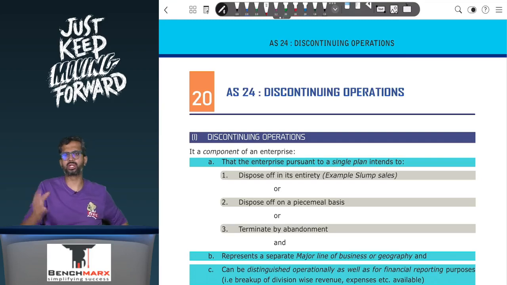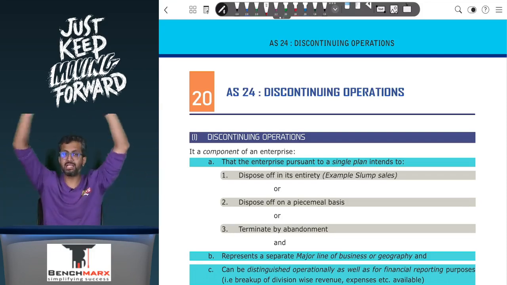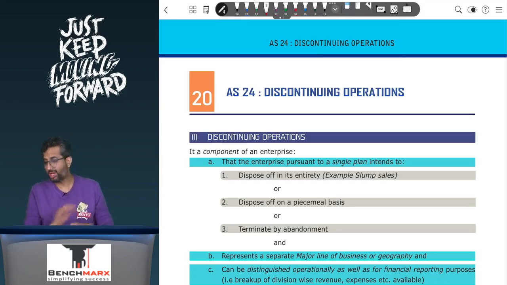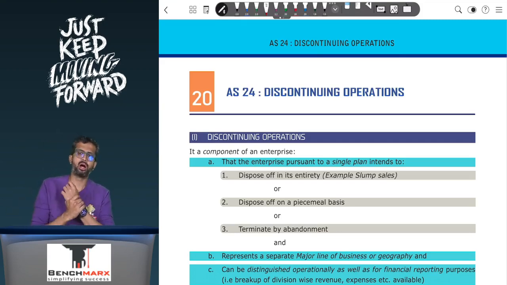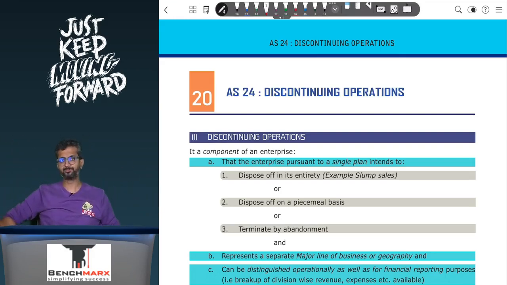And how can I discontinue it? Well, I can probably find an investor or a buyer to whom I can sell the restaurant chain. That is through a single sale, sometimes called a slump sale. Or I can sell it piecemeal, saying that one asset I will sell. But this sale is happening pursuant to a single overall plan of moving out of the restaurant business. Or I can just abandon it. For example, if I was McDonald's running an operation in Ukraine and there is this big war in Ukraine, in which case I abandon the operations. So I have discontinued, for example, in a particular geography.